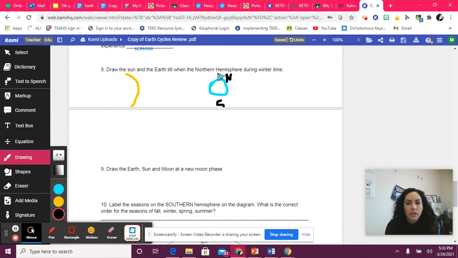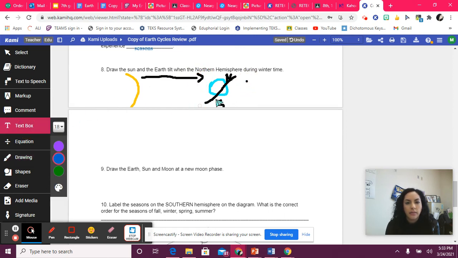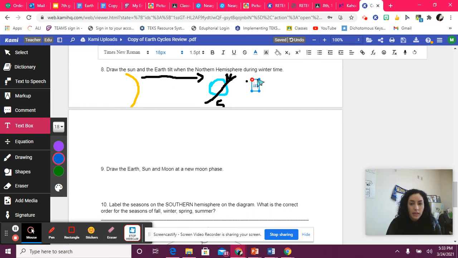If we want winter time in the northern hemisphere, then remember, it has to be pointing away from the sun. So the Earth's axis is going to be tilted away from the sun. That way, when the sun's rays hit Earth, it's hitting it at an indirect sunlight. Remember that word? Indirect sunlight. So that's what causes winter time, or for our temperatures to drop. Okay.